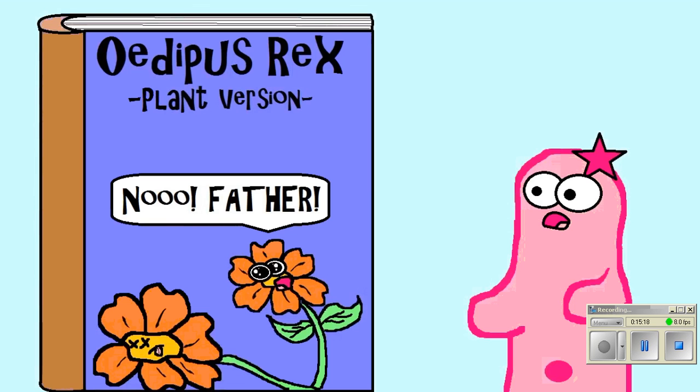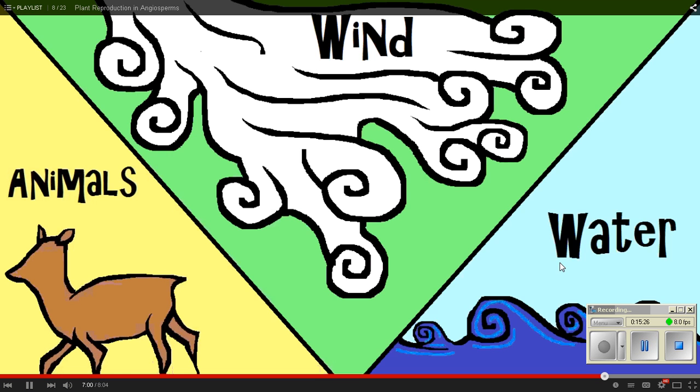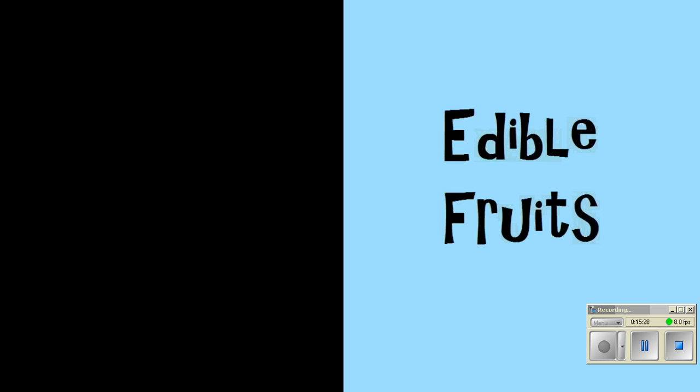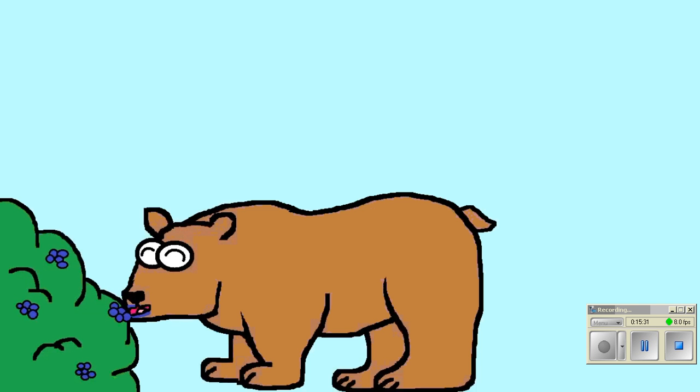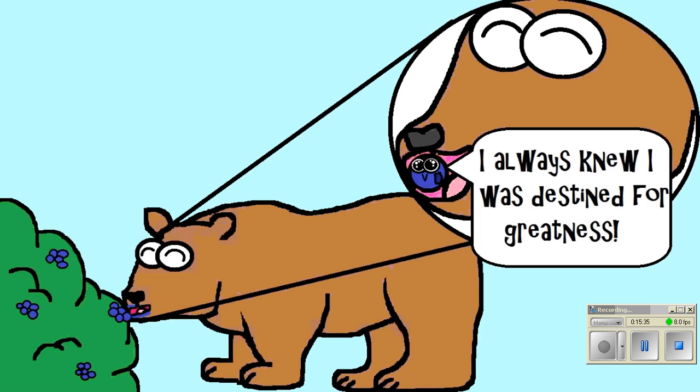They can help seeds travel far from the parent plant. You don't want baby plants to have to compete with their parent plant. For the non-edible fruits, some have the ability to stick to animal fur or be carried by wind or water. For the edible fruits, when an animal eats them, the seeds may pass through the digestive system unharmed, but in this way, they can travel a great distance from the parent plant.